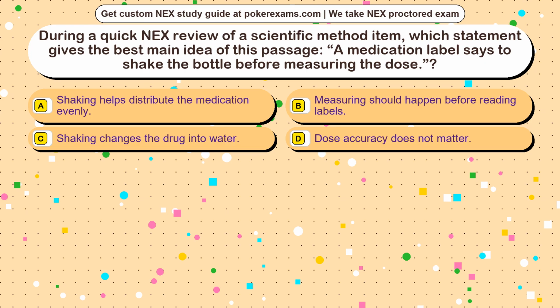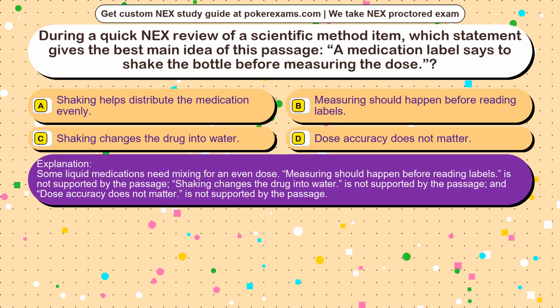The correct answer is option A. Some liquid medications need mixing for an even dose. Measuring should happen before reading labels is not supported by the passage, shaking changes the drug into water is not supported by the passage, and dose accuracy does not matter is not supported by the passage.